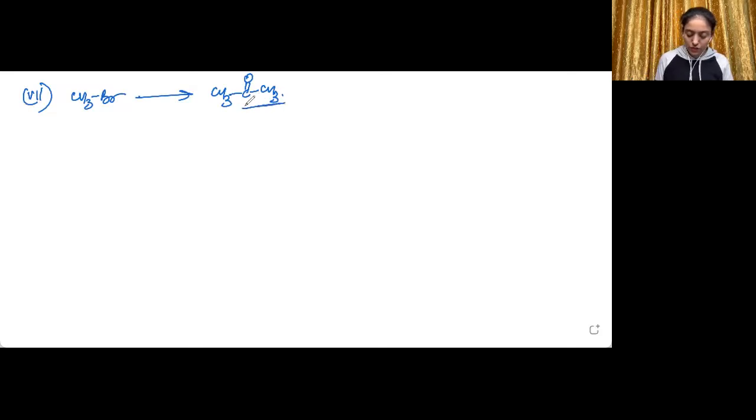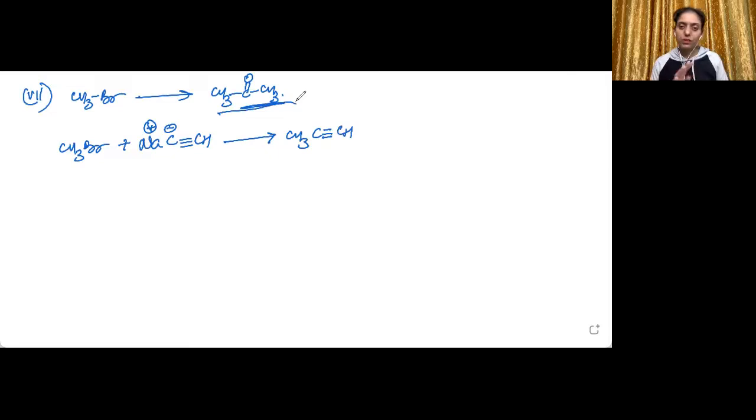First of all, we need to introduce two extra carbons here. I had already told you how to introduce two extra carbons with a triple bond, if you remember. First of all, we will do that here also. CH3Br plus, you can just write that step where we converted acetylene into its sodium salt. Now we can write CH3C triple bond CH. Three carbon atoms have been introduced. We have got three carbon atoms in the chain.